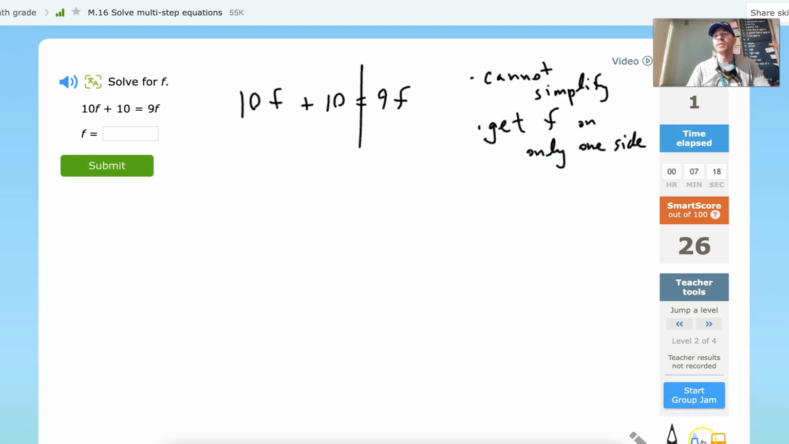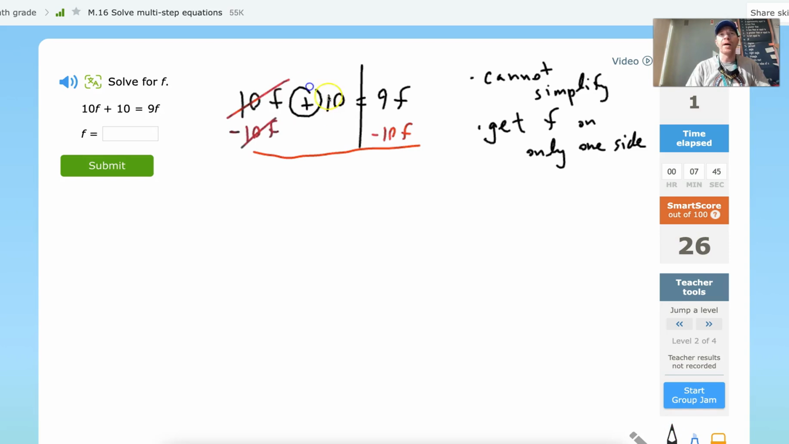Now it's your choice. Do you want to get the variable only on the left? Do you want to get the variable only on the right? Because of the dollars, the $10 on the left, and the right side just has the flowers, I'm gonna say let's just keep the dollars on the left. Let's only have the flowers on the right. So I'm going to subtract 10F. You can do that. That's the trick, is you can add or subtract the variable as long as you balance, as long as you do it on both sides.